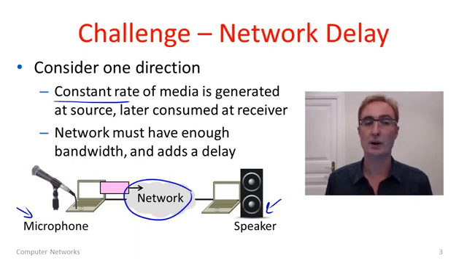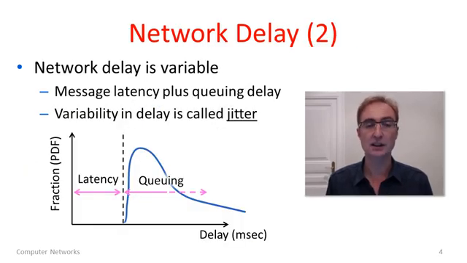So the network is going to add delay as packets go across it, so the consumption must be at a later time than the production. And the network also needs to have enough bandwidth. If we can't get the data through the network, well, you're not going to be able to make that VoIP call. But even when there is enough bandwidth, we need to deal with the delay. So let's think a little more about the delay through the network. A key attribute of this delay is that it's variable.